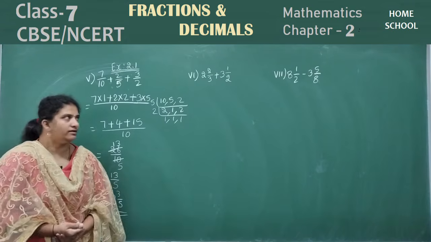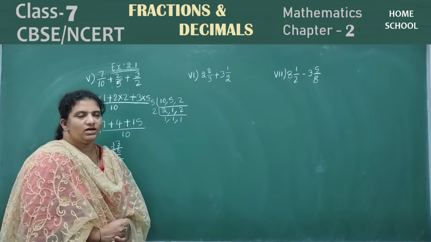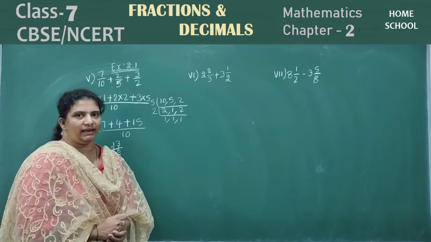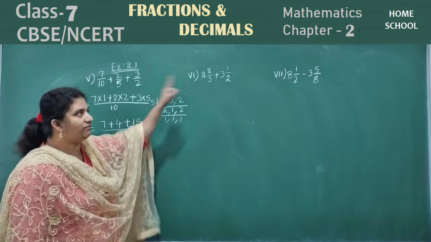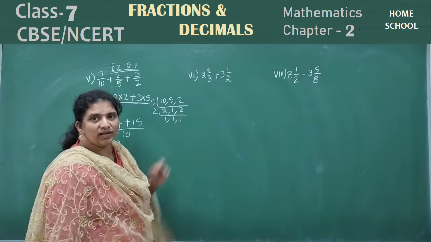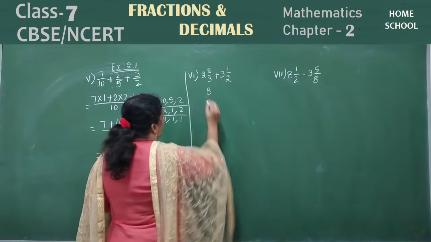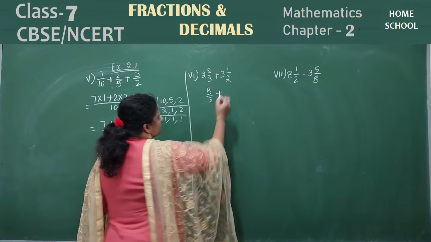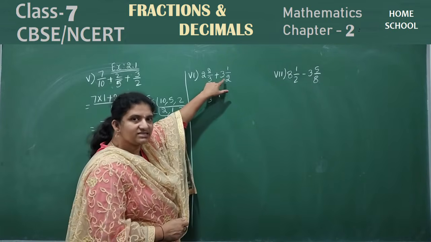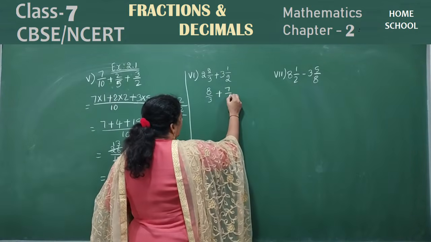See the next one children. So you have addition of mixed fraction. Mixed fraction first convert into improper fraction, then you can add. So look here carefully. How do you convert here? 3 twos are 6. 6 plus 2 will be 8. 8 by 3. 8 by 3 plus. Again convert this mixed fraction. 2 into 3, that is 6. 6 plus 1, 7. 7 by 2.